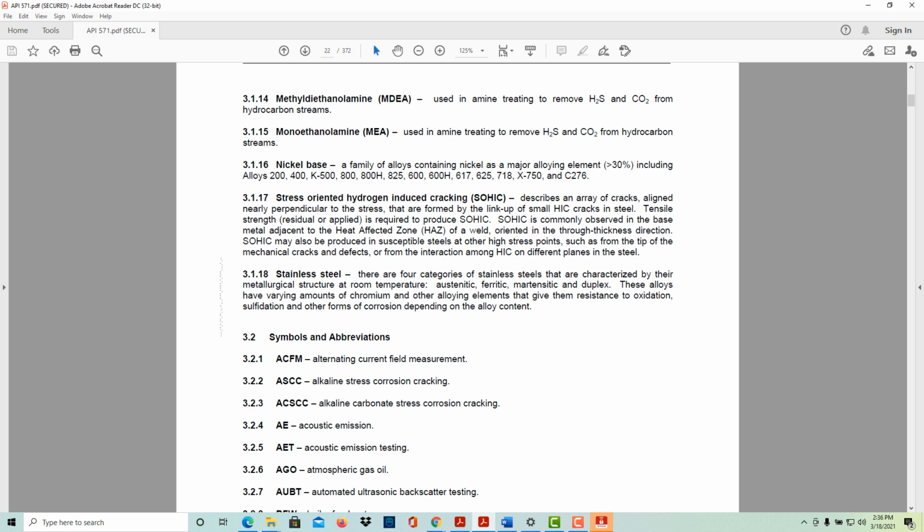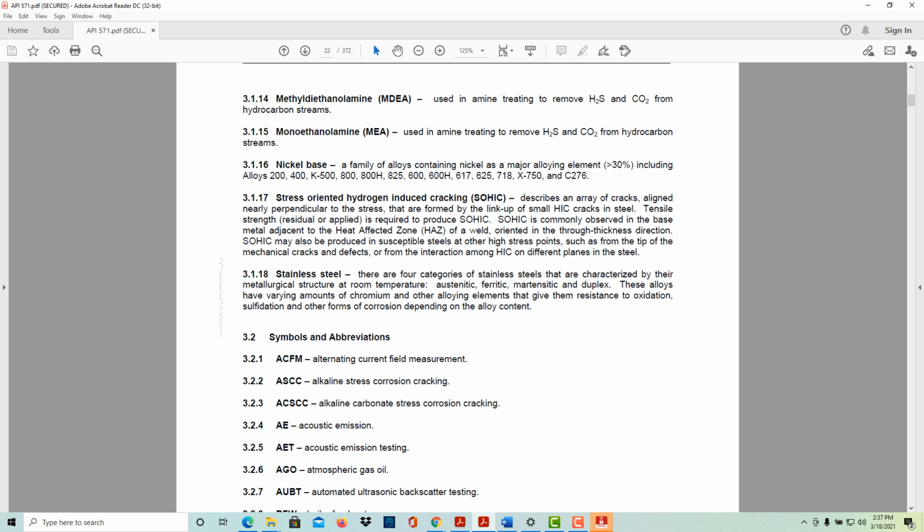MDEA, methyldiethanolamine, used in amine treating to remove H2S and CO2 from hydrocarbon streams. Monoethanolamine, MEA, used in amine treating to remove H2S and CO2 from hydrocarbon streams. Nickel base, a family of alloys containing nickel as a major alloying element, greater than 30%, including alloys 200, 400, K500, 800, 800H, 825, 600, 600H, 617, 625, 718, X750, and C276.